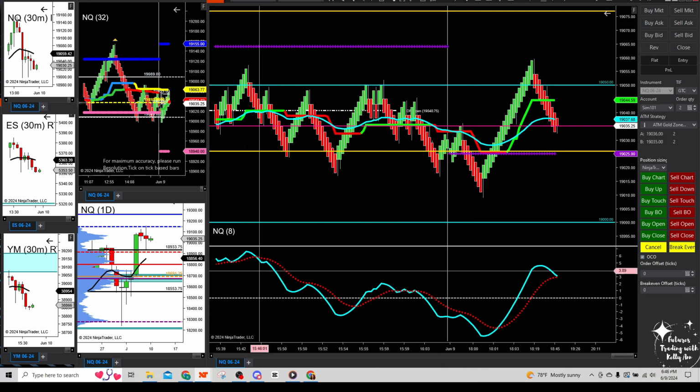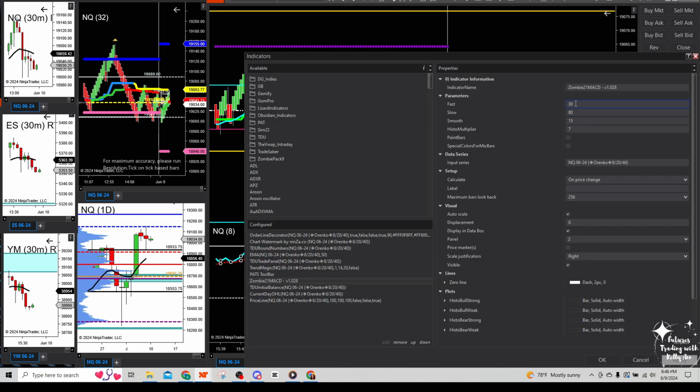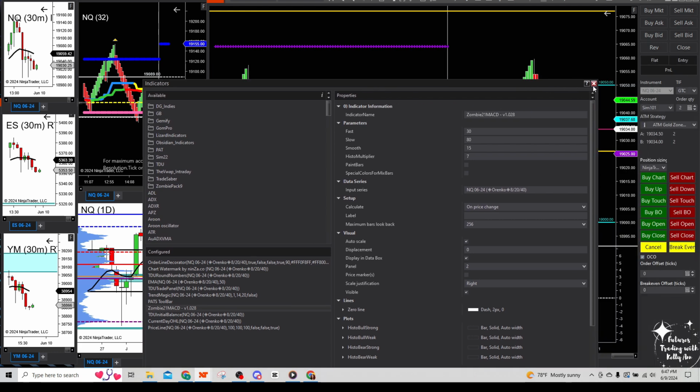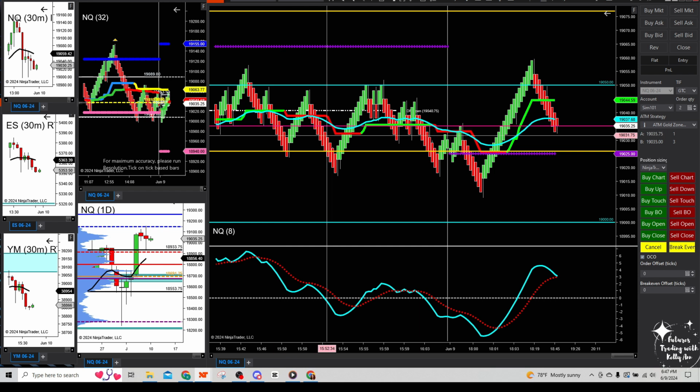This here is just a MACD cross. You can see I have it set at 30, 80, 15 multiplier, and 7. This is the zombie 21 MACD. That indicator is in my Google Drive if you want to get it. I'm using the Orenco bars. I've got them set at 8, 20, and 40.